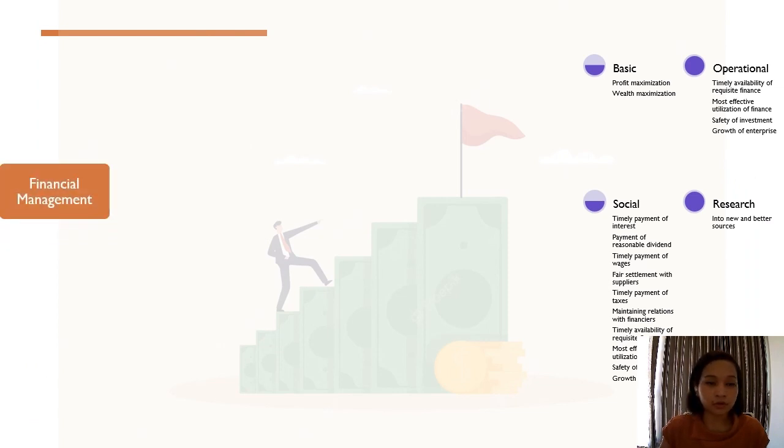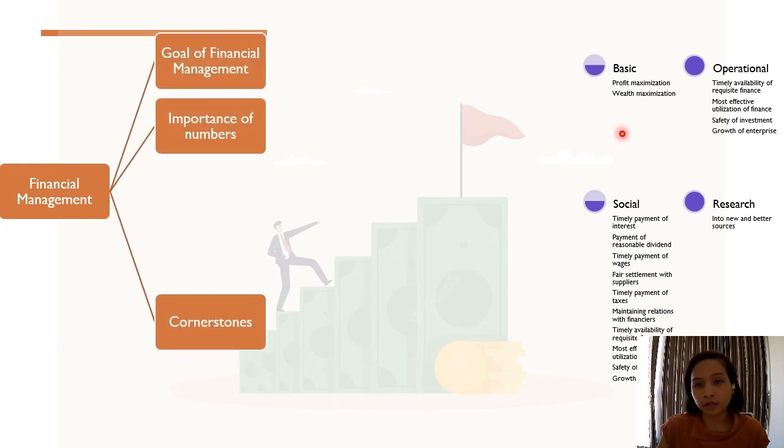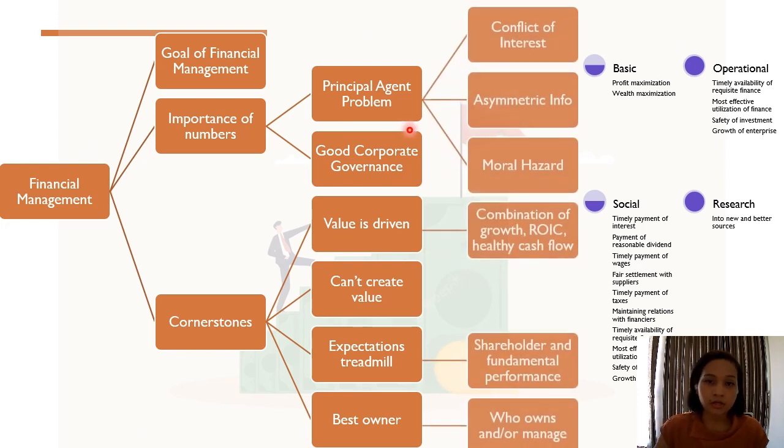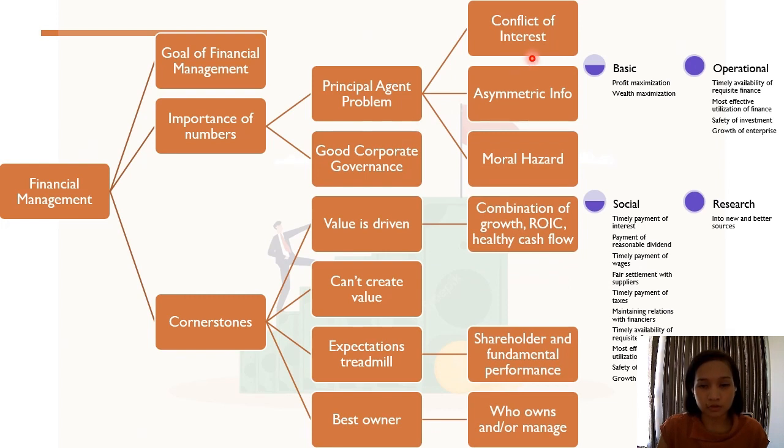In the first part of the course, we were talking about financial management. I would like to jump a bit into financial management, where the goal is divided into 4 items. Basic, which is like profit and wealth; operational, which is like timely effectiveness; and then social, and also research. The second part about financial management is the importance of numbers, which is related to the principal agent problem and GCG, or good corporate governance. The principal agent problem consists of conflict of interest, asymmetric information, and moral hazard.